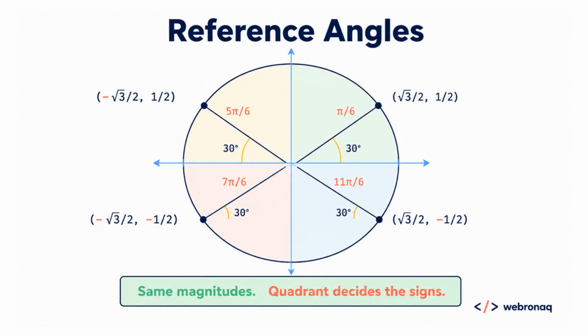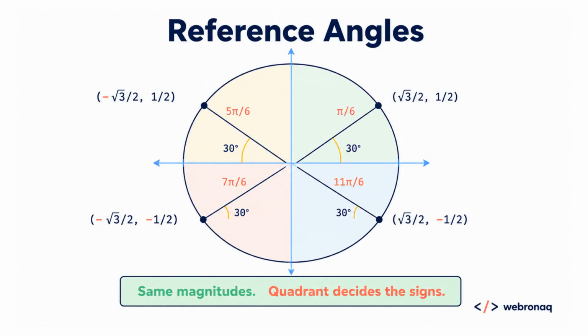Now look at the coordinates. Quadrant 1, √3/2, 1/2. Quadrant 2, same numbers, but the x is negative. Quadrant 3, both negative. Quadrant 4, only the y is negative. See what's happening? The actual numbers, √3/2 and 1/2, are the same in all 4 quadrants. Only the signs change based on which quadrant you're in.